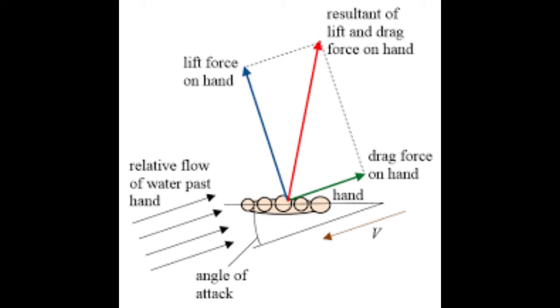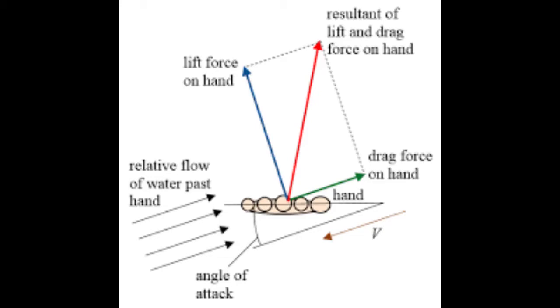The magnitude of the lift force and drag force is related to the angle of attack. The resultant force is the vector sum of the lift force and drag force. This is the actual force that acts on the hand and is felt by the swimmer as it moves through the water at velocity v. Note that the swimmer can move his hands in any three-dimensional direction in the water, causing the lift and drag forces and resultant force to act in any direction also.